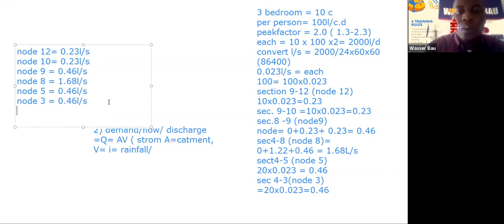So the next thing to do is the last node, not really the last node. The last node is the storage tank. So that will be node 4. Now, before we do node 4, we'll ask ourselves, are there houses connected to node 4 between 1 and 4? Do we have any houses there?